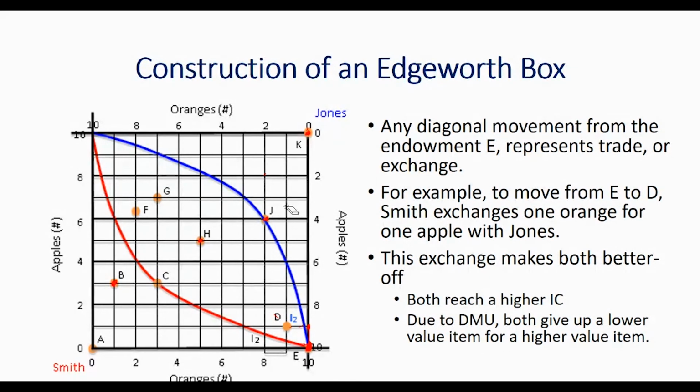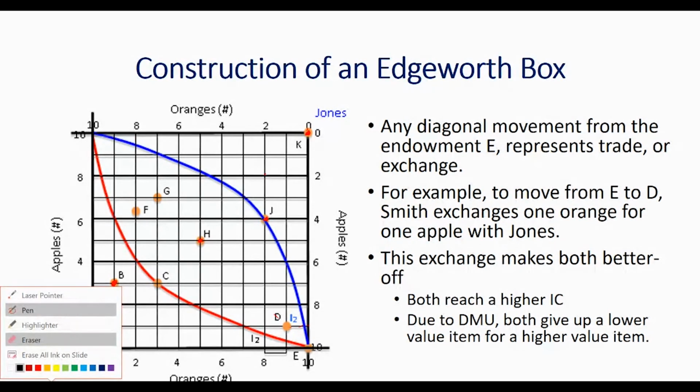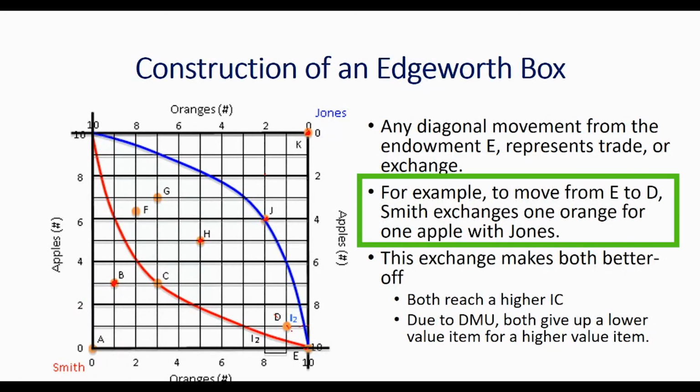Now, I want to give you just a little bit of intuition about that result. Why is trade mutually beneficial? Why is it a win-win situation where both of the parties walk away happier after trade than they would be before trade? Well, the intuition really lies in thinking hard about that assumption of diminishing marginal utility. So let me give you an example. Let's go back to E and imagine that Smith and Jones are just going to make a simple, easy trade from E to D. 1 apple for 1 orange.